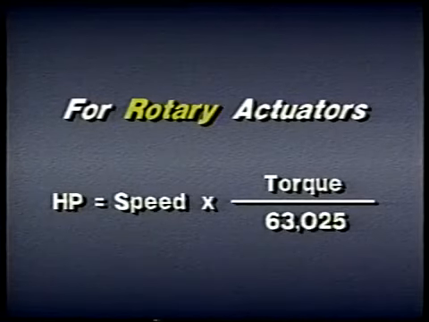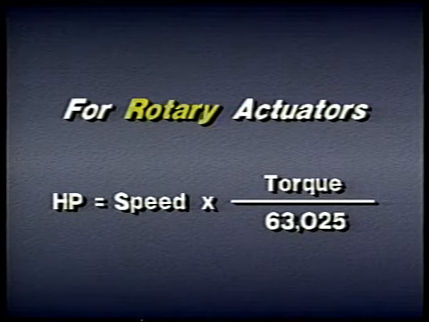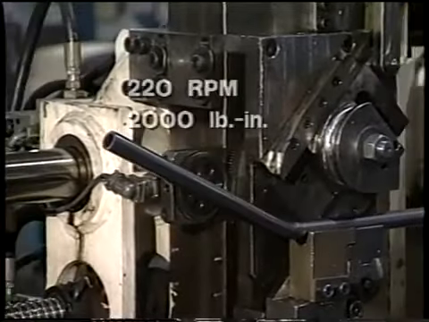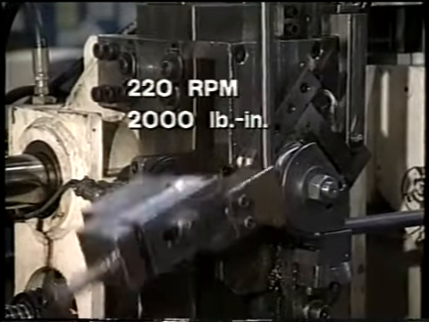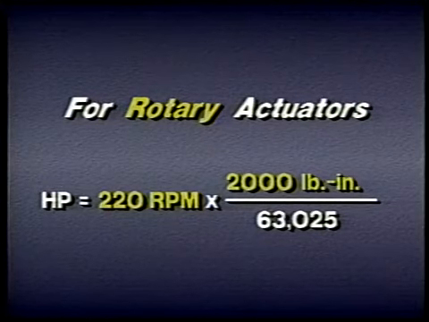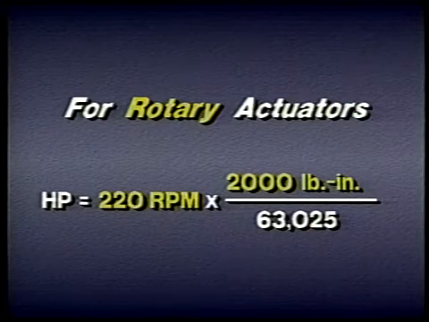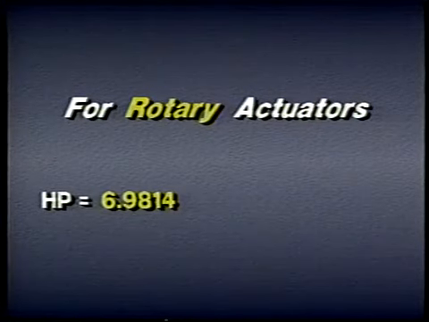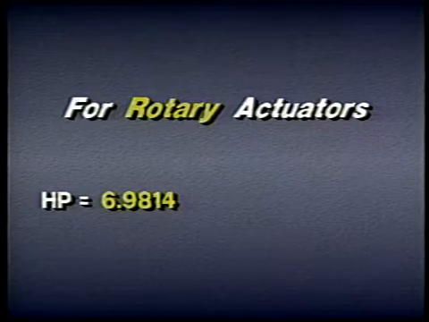The simplified formula for horsepower in a rotary actuator is speed in revolutions per minute times torque in pound-inches divided by the special constant 63025. For example, how much horsepower will a motor operating at 220 revolutions per minute deliver if it develops 2,000 pound-inches of torque? To find the horsepower, we simply multiply 220 times 2,000 and divide by 63025. The answer is 6.9814, or again, about 7 horsepower.